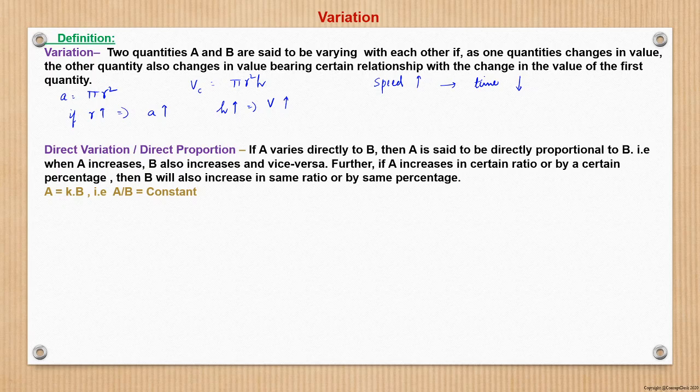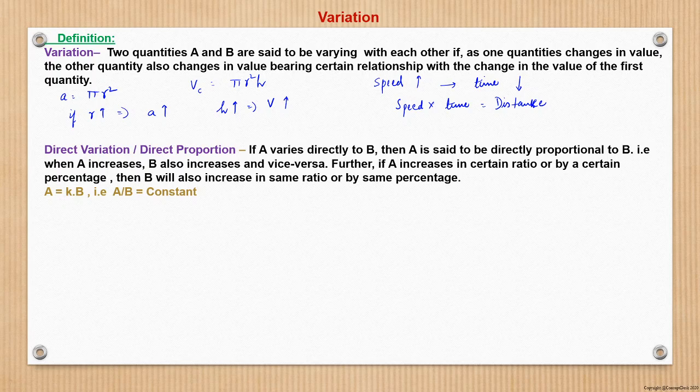So basically, a few things to remember here: two quantities a and b are said to be varying if, when b changes, a also changes in value, and a and b have a certain relationship. Here a and r have a certain relationship, v and h have a certain relationship, and speed into time is equal to distance, which is a constant relationship. So it is bound by a relationship. That is variation. This is a very generic definition of variation.